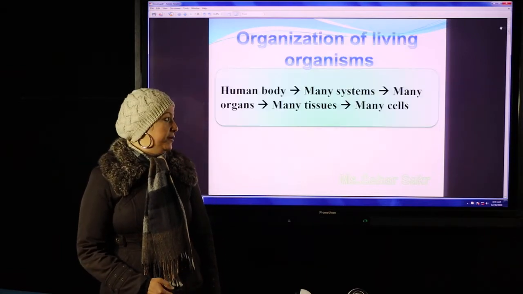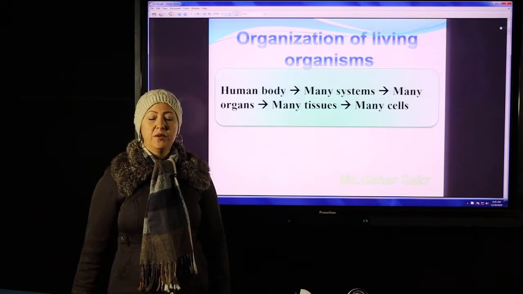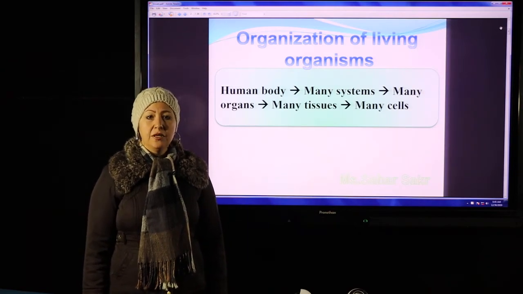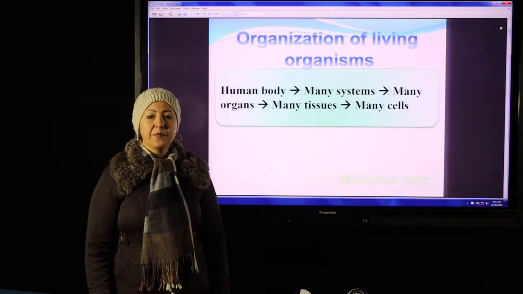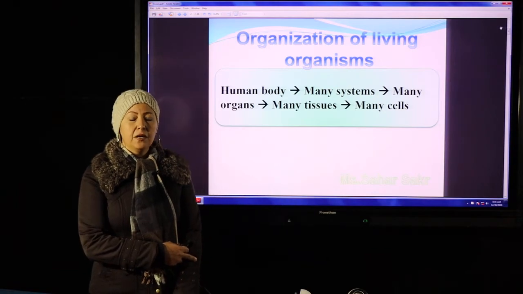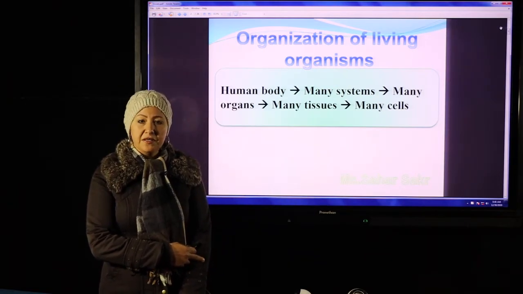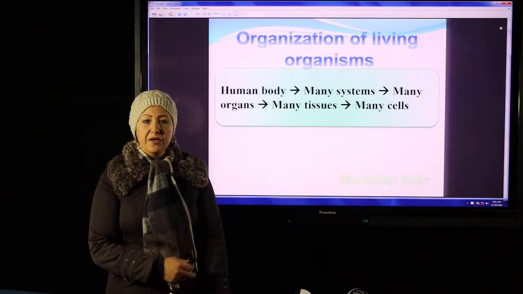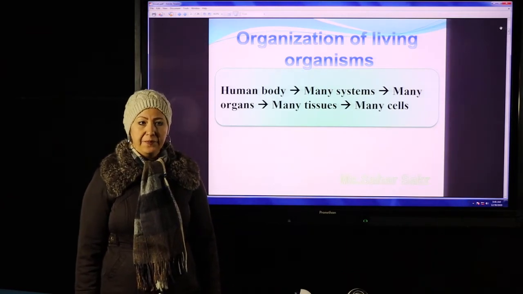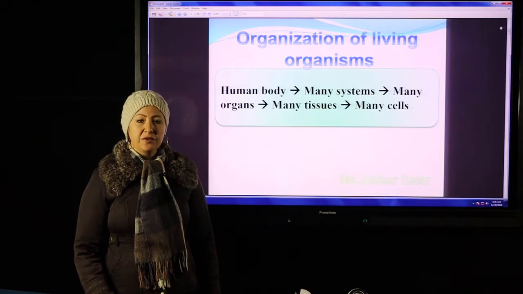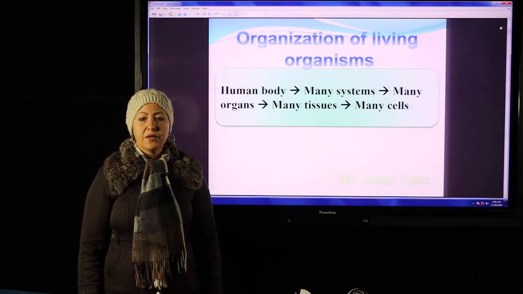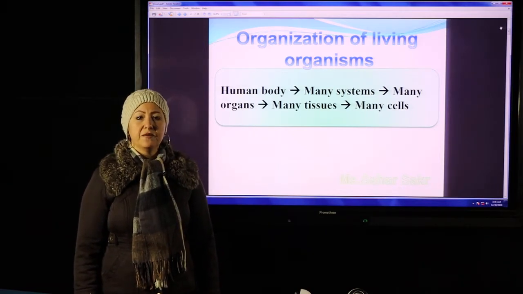As we said before, inside our body we have a group of systems like the digestive system, the respiratory system, the circulatory system, the nervous system. All of these systems work together as one unit to keep our body alive. So we have to know that each system inside our body consists of a group of organs.